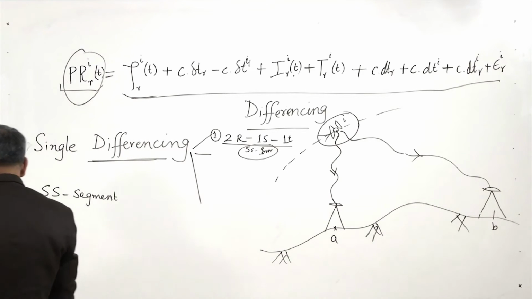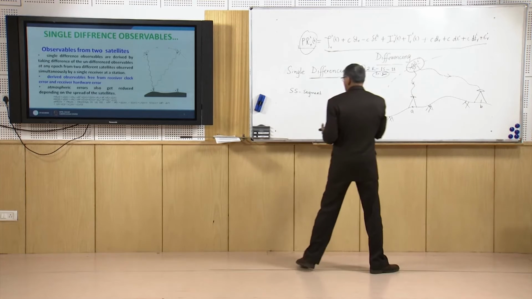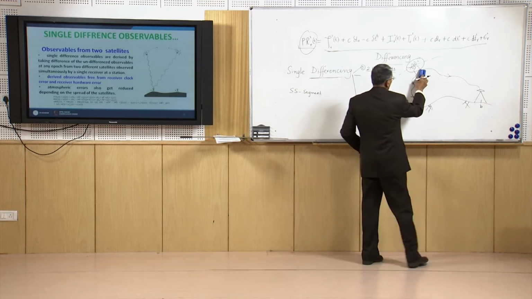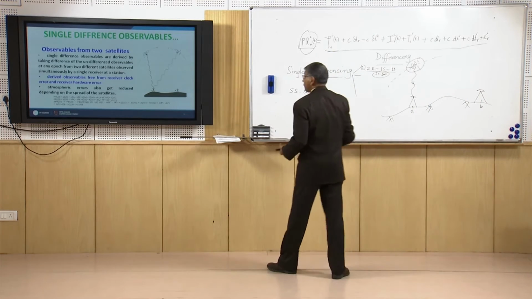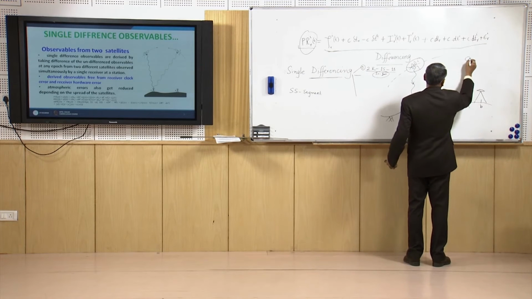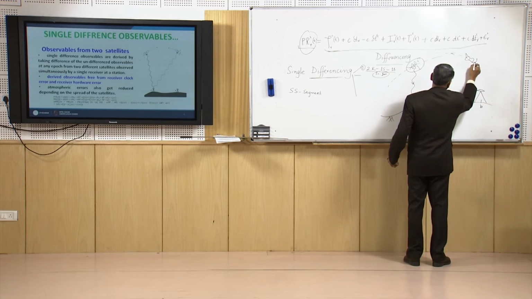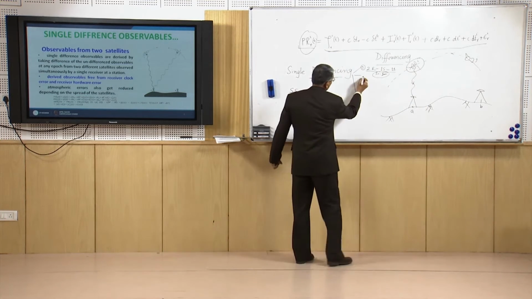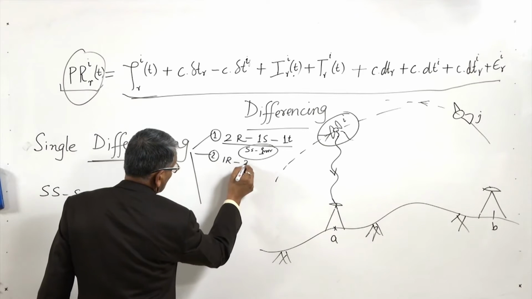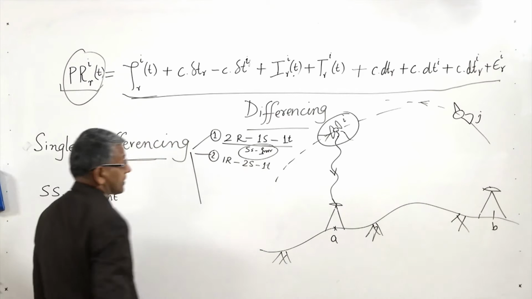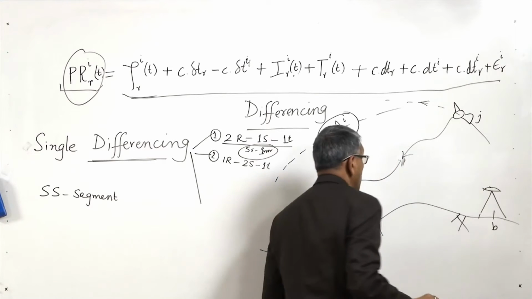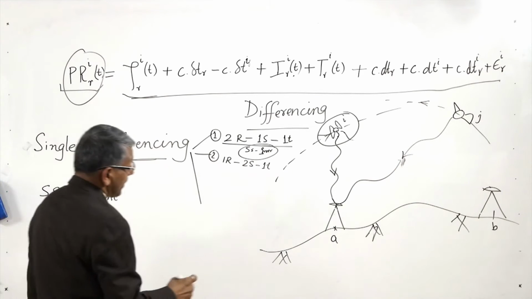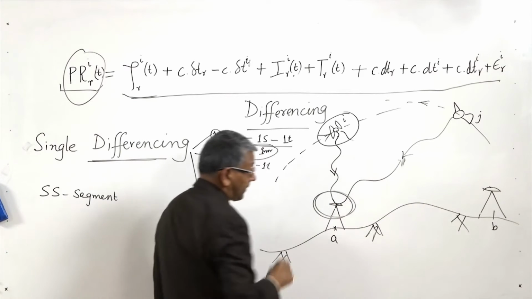Now, the second case: instead of taking observables from two receivers, we take one receiver but two satellites at the same instant of time. So, what will happen? In this case we are receiving the signals at the same instant of time.